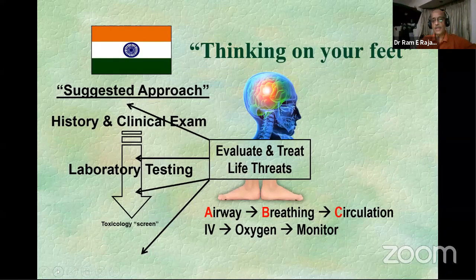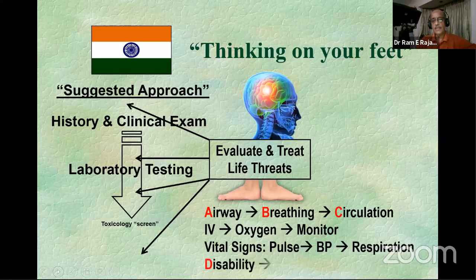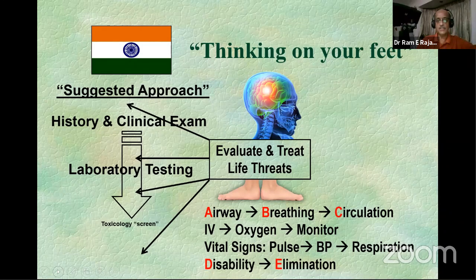And once you've gone through that, look at your vital signs, and then consider the other two aspects when you're looking at a toxicological patient. Look at the disability and the process of potentially eliminating the toxin as well. So A, B, C, D, E is all the way we go, with IV, oxygen, monitor, and vital signs being interspersed in between. And this is what I would call thinking on your feet, making sure that the patient doesn't die before you come to some kind of a diagnosis and therapy.